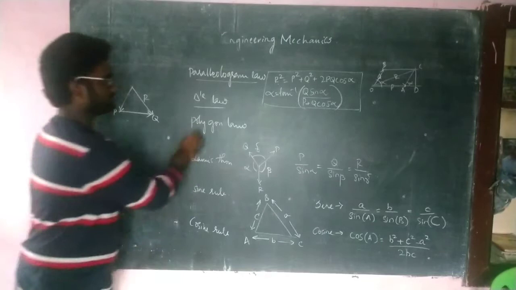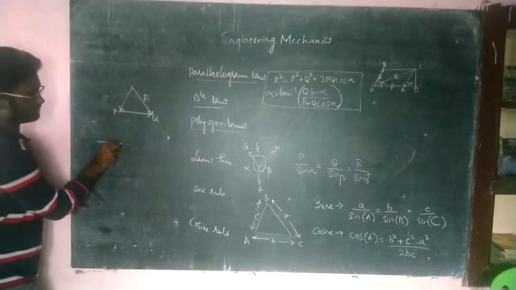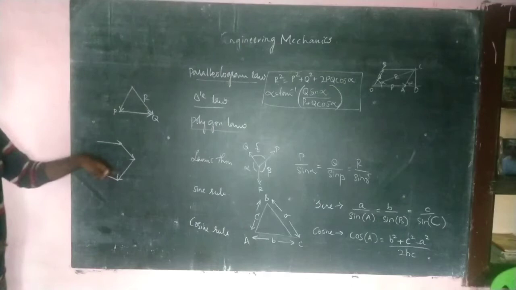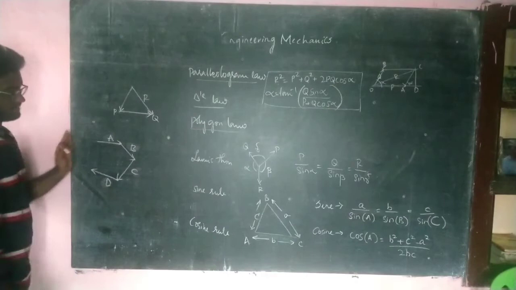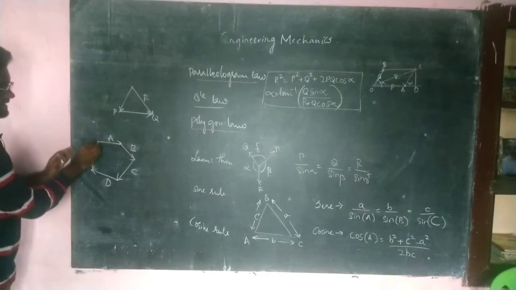Polygon law is nothing but, if there are two or more forces, let us for the safer side consider four different forces. These are the four different forces acting in the same direction, that is force A, force B, force C and force D. The resultant vector for this will act in the opposite direction, from the starting point to the end point, the resultant will act in the opposite direction.